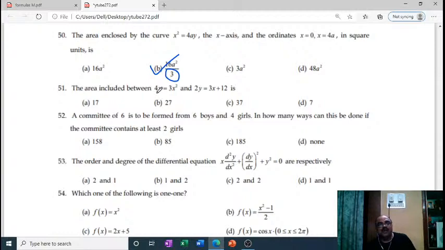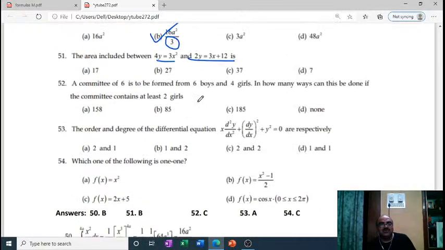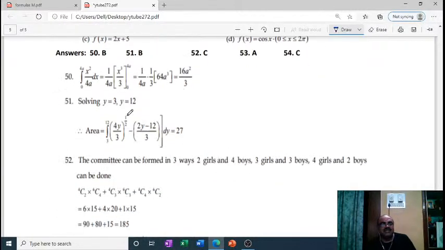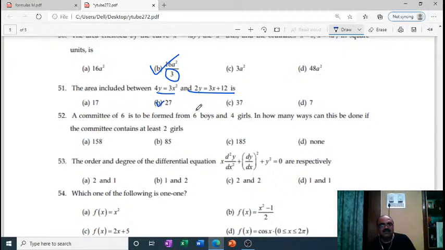The area included between this and this, another equation. Solving those two equations, you get y is equal to 3 and y equals 2. Substitute that in the area value. You get the answer as 27. It's the same sum we are doing.